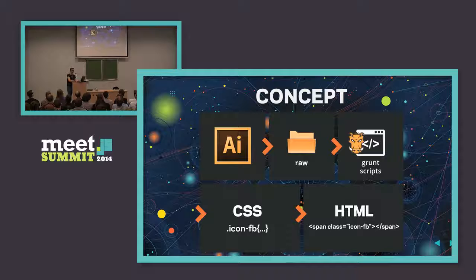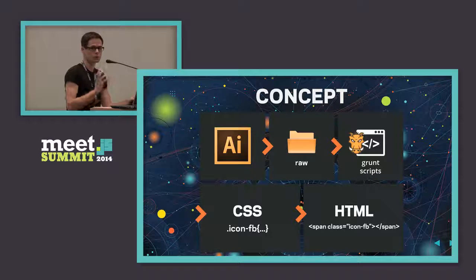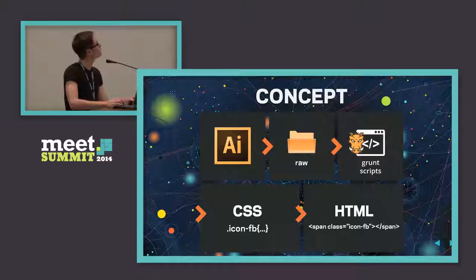So what is the concept? Basically, you will have your icons from, for instance, Adobe Illustrator, from your designer, and the concept is to just put them in a raw directory in your project, then run your Grunt scripts, and we are aiming for having just CSS classes that we can easily use within our HTML code.